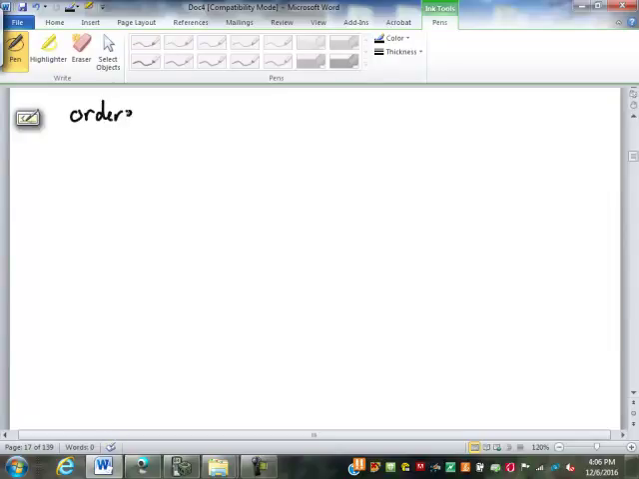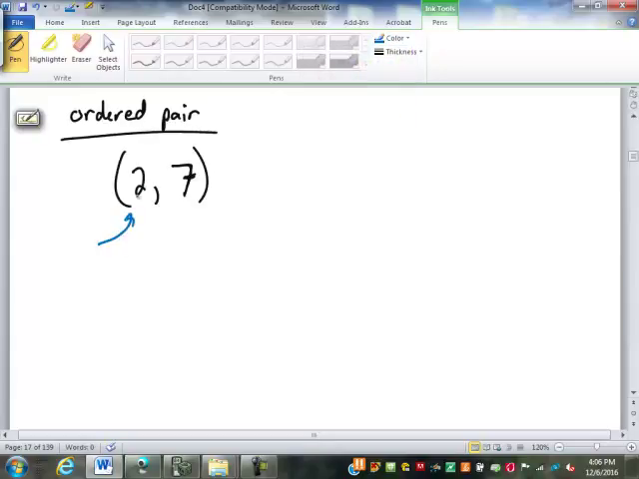We refer to them as an ordered pair. We can express them just as a pair of numbers. Let's say 2 and 7 go together. Now these represent different values. This first one is what we're going to refer to as an x value. The second one we're going to refer to as a y value.